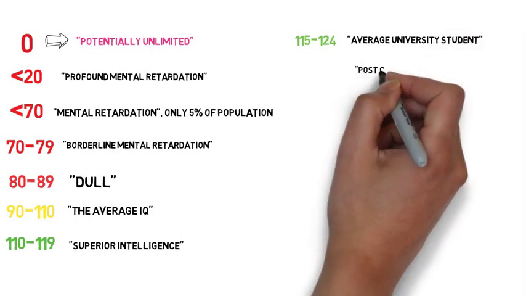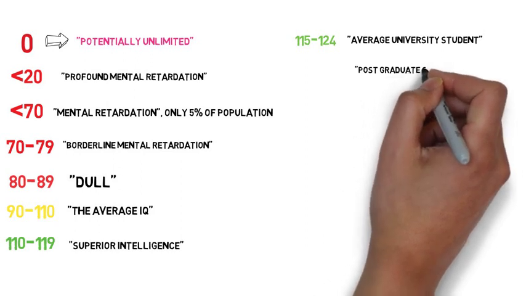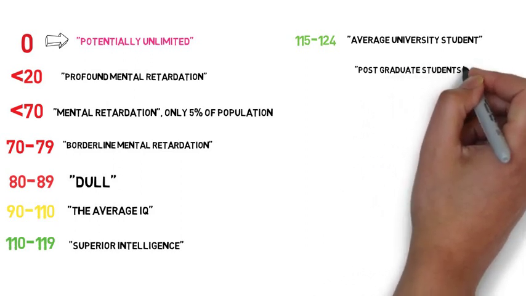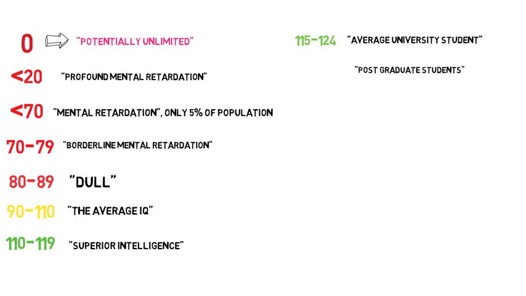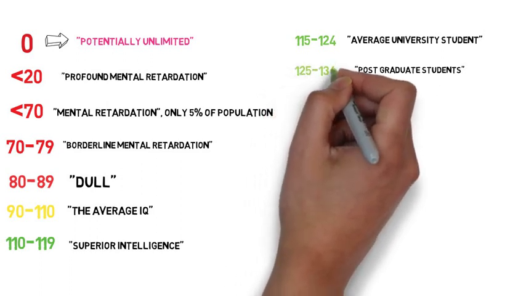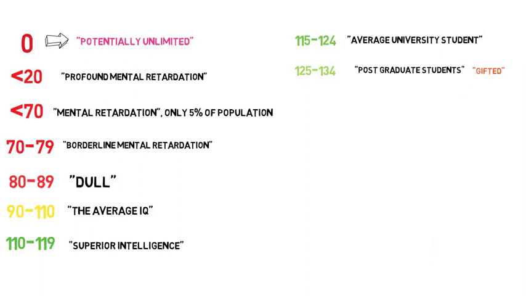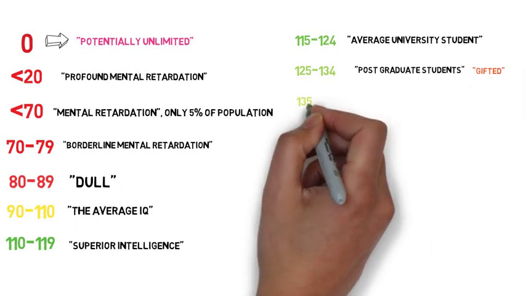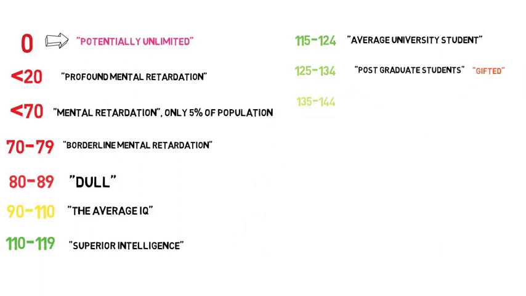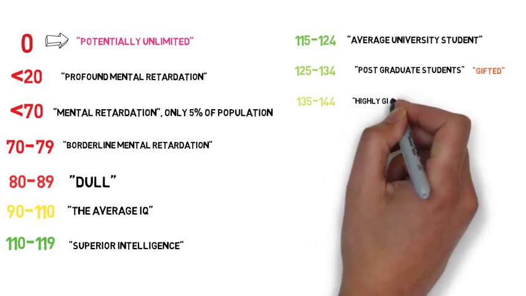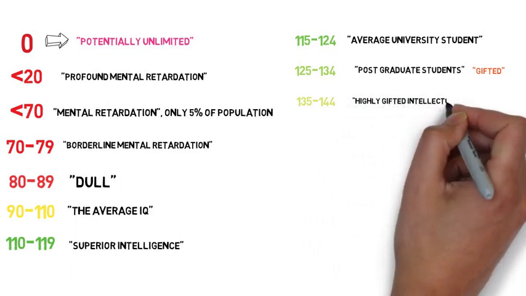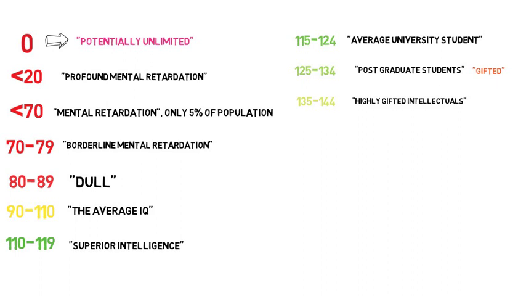Postgraduate students, which are students who have finished a first or bachelor's degree and are now doing higher education, range between an IQ of 125 to 134 and are noted as gifted. 135 to 144 is noted as highly gifted. This category of people are named intellectuals. Now, anything above 140 is listed as genius, so these next IQ scores are far above average, and if you score one of these, you should be seriously impressed.